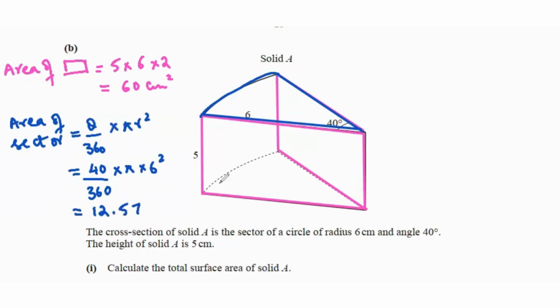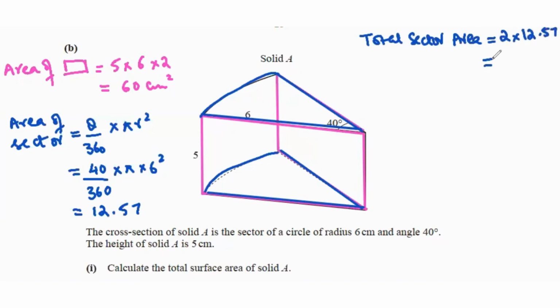12.57. Now, as you can see, there's a bottom face as well, because obviously it looks like a cheese slice. So we have a sector at the top face and we have a sector at the bottom face. So total sector area would be twice of 12.57, which is basically going to equal 25.14 centimeters square.